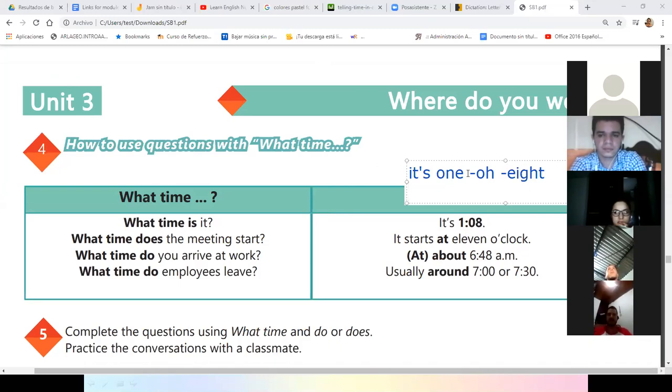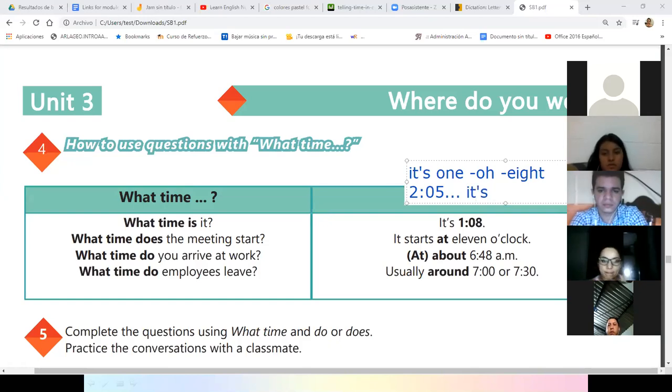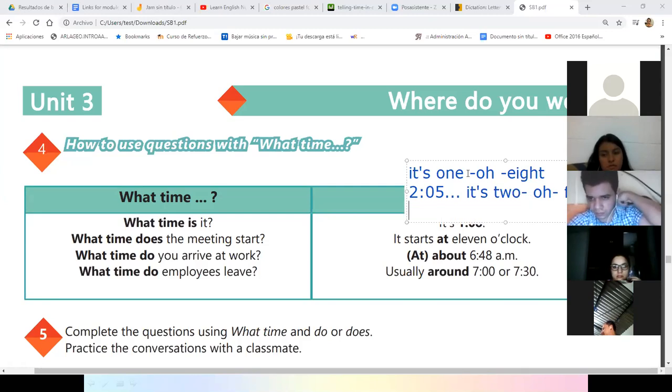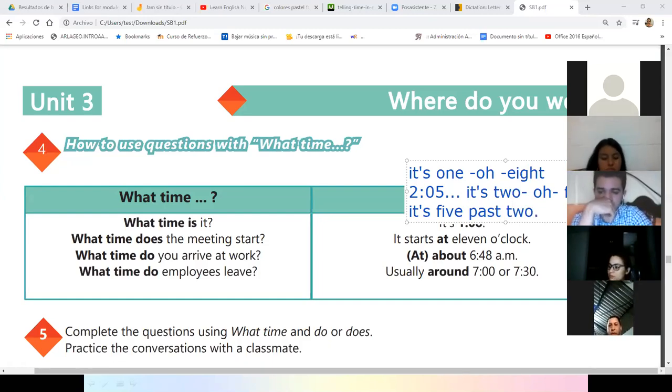Another example can be, imagine that you have this one. And the question is, what time is it? How do you answer? You're gonna say 2:05. We can say this, it's 2:05, or you can mention, it's five past two. That is the other option. Five past two. Or it's 2:05. You have to mention this O.